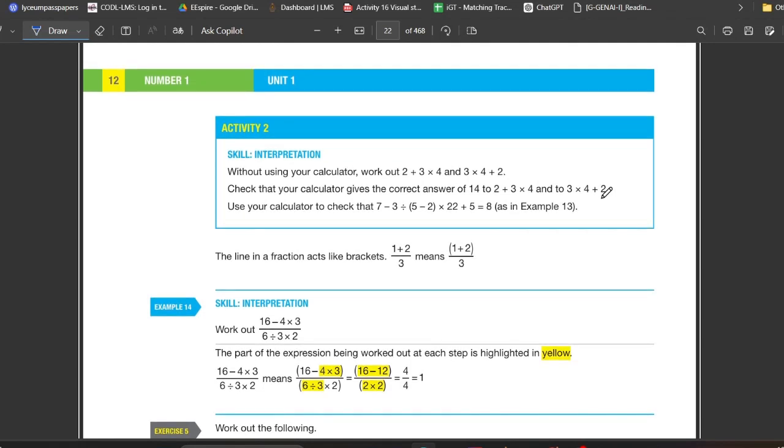And one thing, if we see something like this, that means 1 plus 2 is in a bracket like that. Okay. If we see something like this, we have to know that this means something like this.